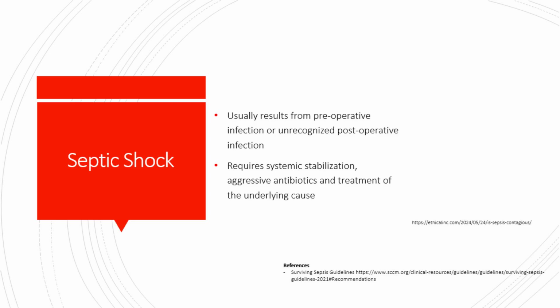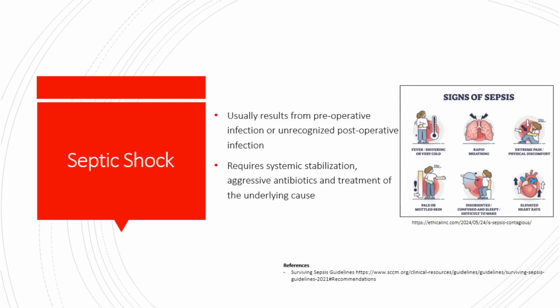Infection can worsen and become a systemic infection that can turn into sepsis and septic shock. The main signs of septic shock include tachycardia, hypotension, and fever. Once septic shock is recognized, immediate antibiotic treatment is required as well as supportive management to stabilize the patient and treat the underlying cause.